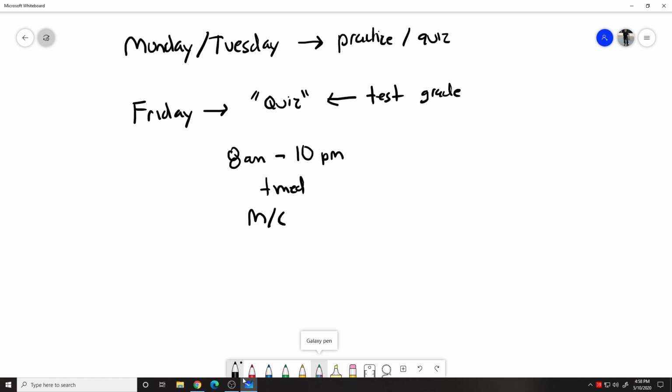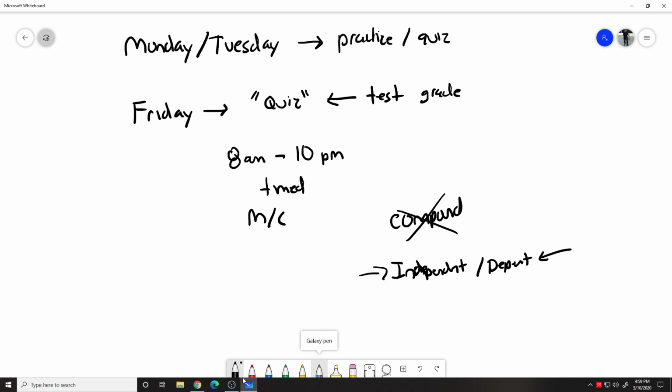It will be worth a test grade, so this is a chance to bump your grade because this won't be as hard as a unit test. It will not be on what we just did today, compound events. Okay, no compound event questions. It will be loaded with stuff like independent and dependent questions, the things we did last week.